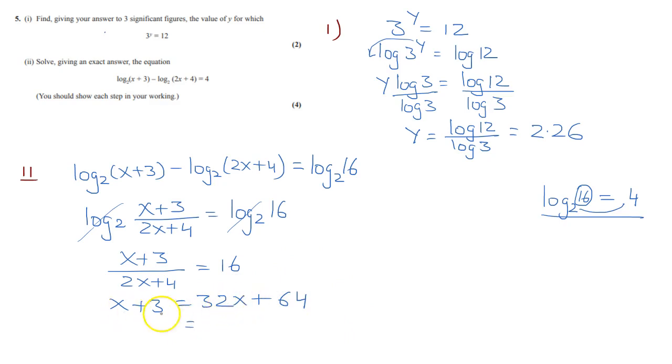So 32x minus x is 31x, 64 minus 3 is minus 61. So this means x is equal to minus 61 over 31.